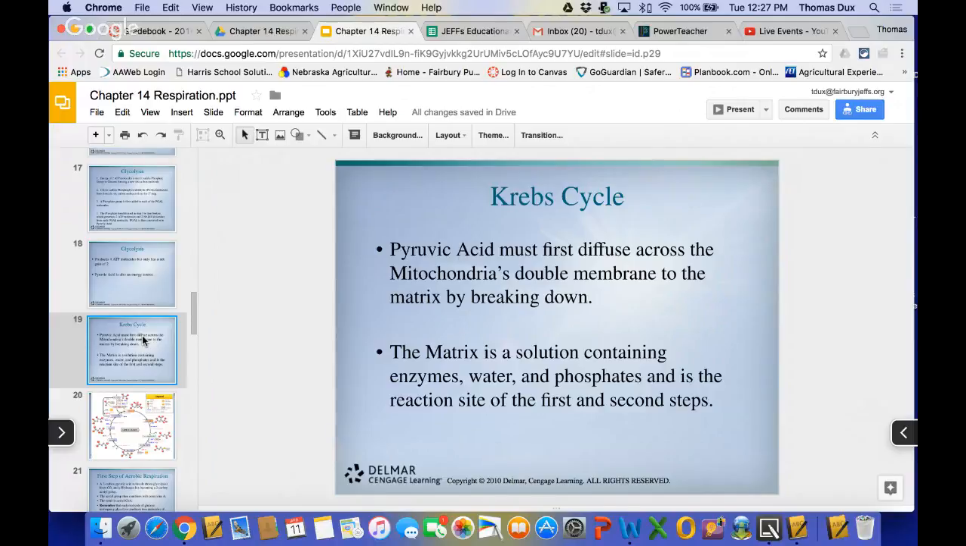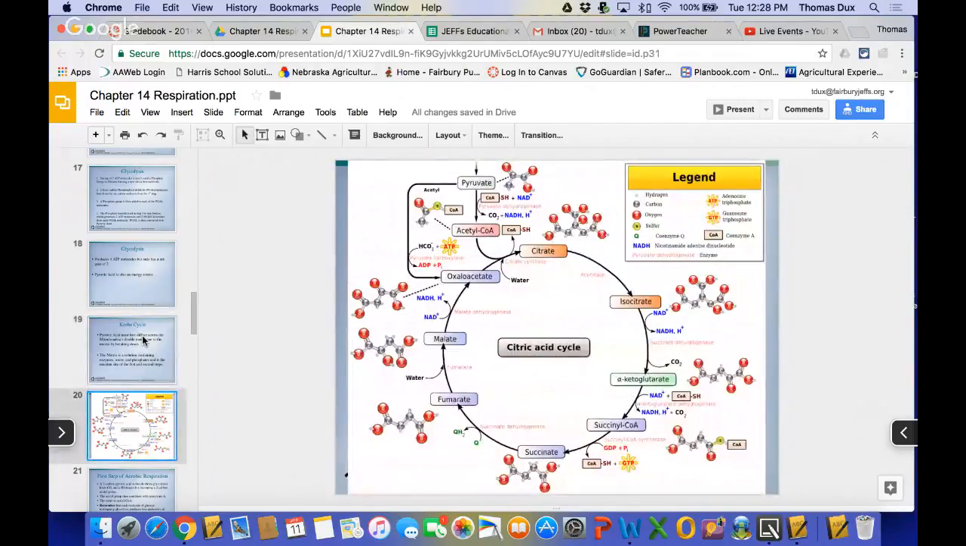Glycolysis happens in the cytoplasm. Now we are getting inside of the mitochondria. The pyruvic acid has to diffuse across the mitochondria's membrane and get into the mitochondrial matrix, or just the inner part of the mitochondria. The matrix is simply a solution inside of the mitochondria where the enzymes, water, phosphates, and other things are located. The Krebs cycle takes place inside of the mitochondrial matrix, and this is just an overview.